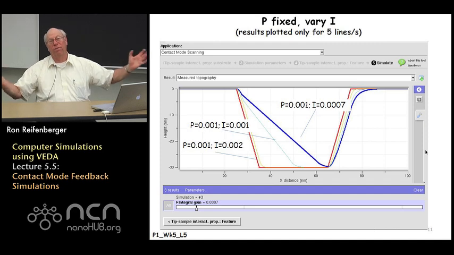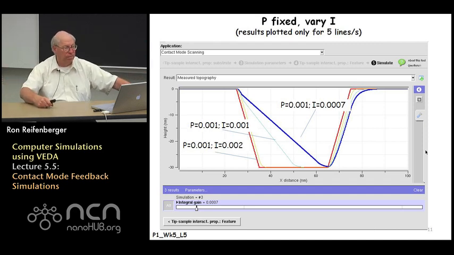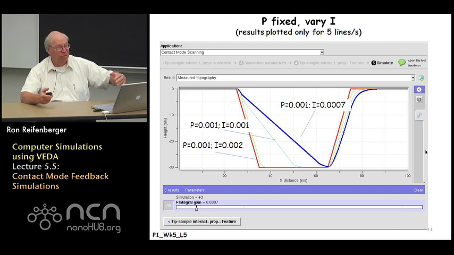On the other hand, if your proportional and integral gains are set completely wrong, as in the case of the solid blue line in this slide, again, you're going to misinterpret the geometry of the feature. Your AFM image would not even come close to reproducing that trapezoidal topography. So this is something you have to worry about. You have to systematically adjust these parameters.